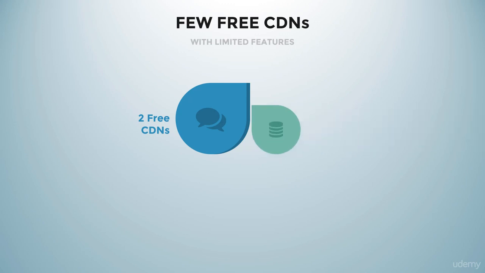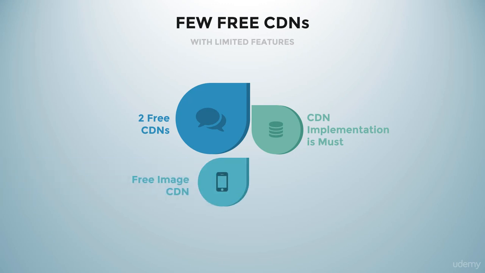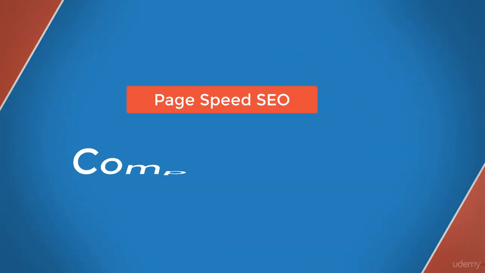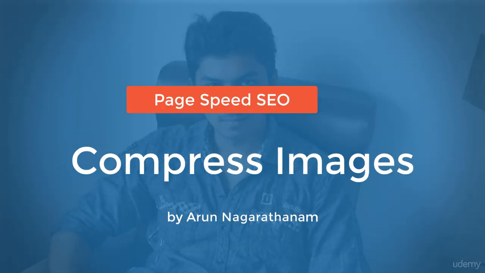Whether you are going to follow PageSpeed Technique 1 or PageSpeed Technique 2, you need to implement a CDN in your website. We are going to implement a free image CDN and a free CDN for the rest of the static files. Before that, we need to compress the images that are hosted in our server. Let's see how to compress images using free plugins in the next lecture.